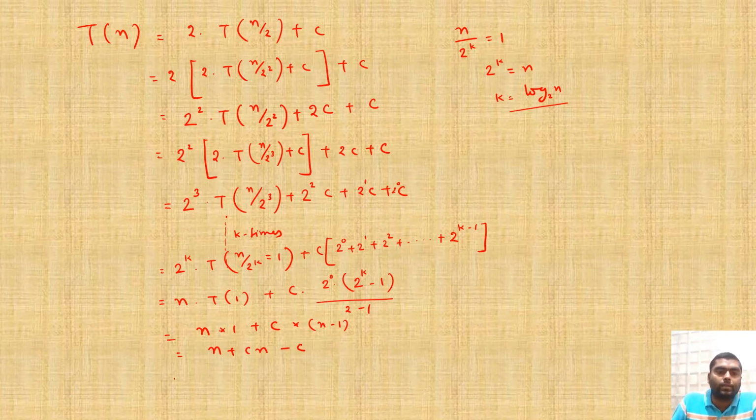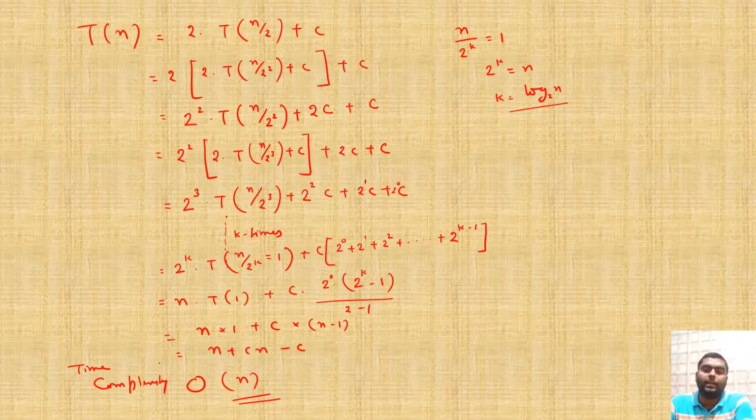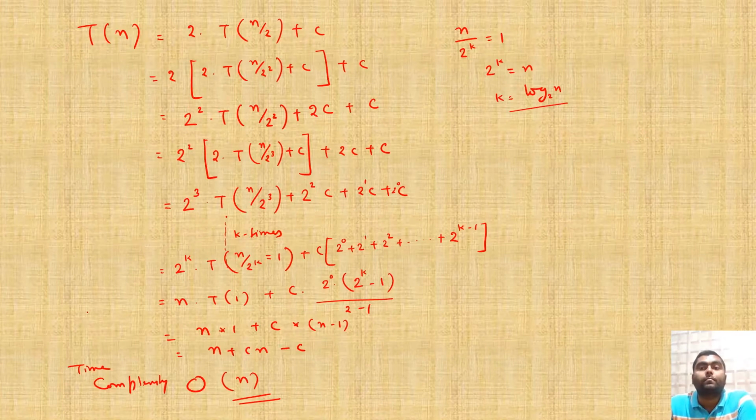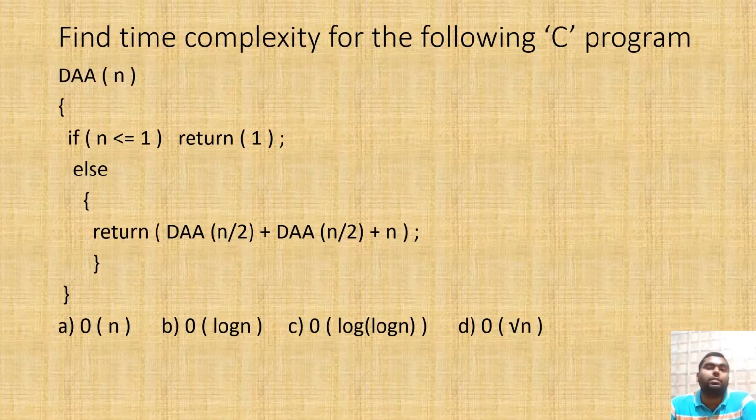So from here it is very much evident that the highest term is order of n. So the time complexity for this particular recurrence relation or this particular algorithm is order of n. Okay, this is the answer. Now let's solve some more questions.